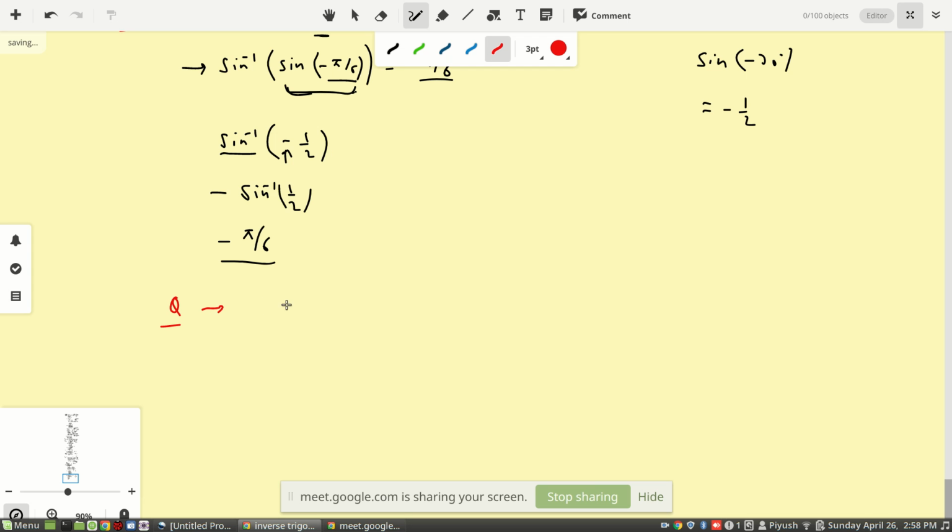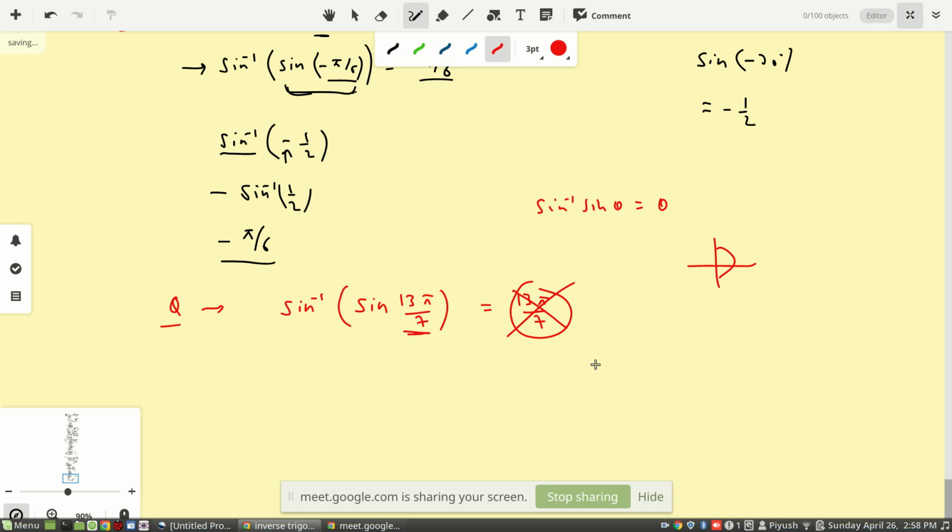So the next question is sine inverse of sine 13 pi by 7. Now, blindly we cannot apply that formula that sine inverse of sine theta is theta, so that the answer is 13 pi by 7. That's not it, because this angle is not in this region. So we have to work on that. Let's see how to work on that.